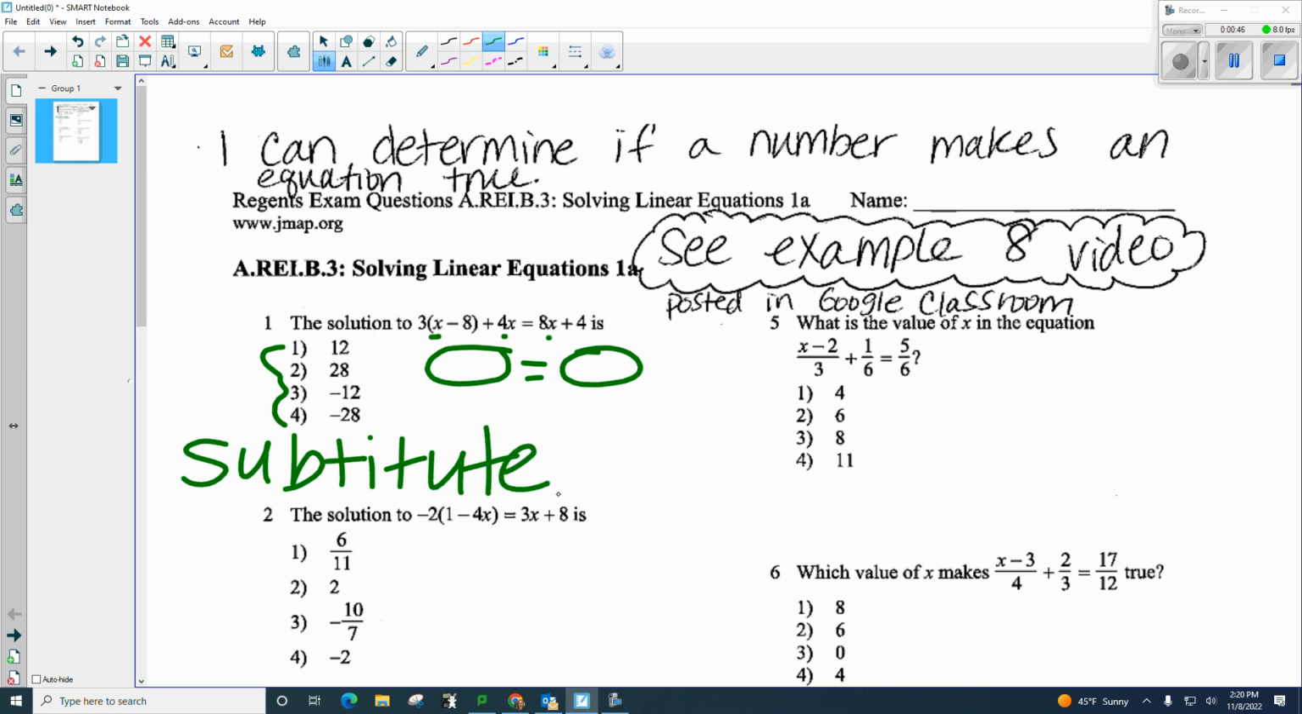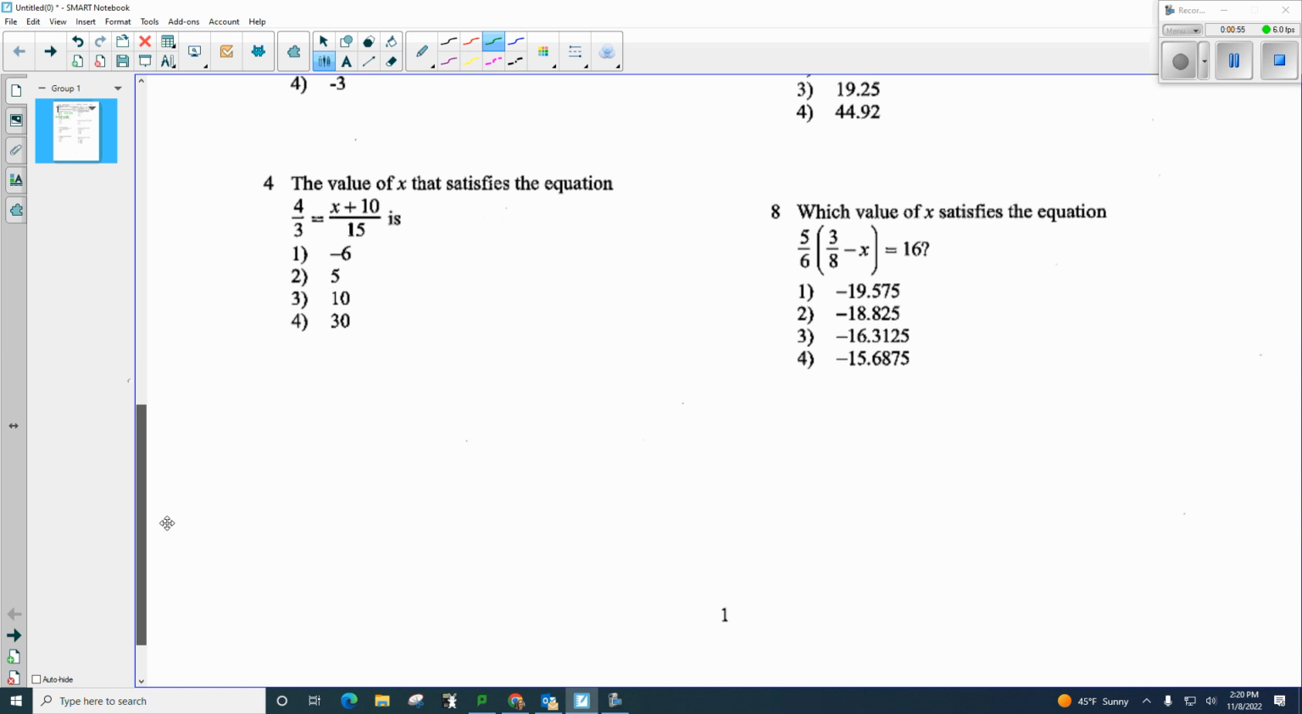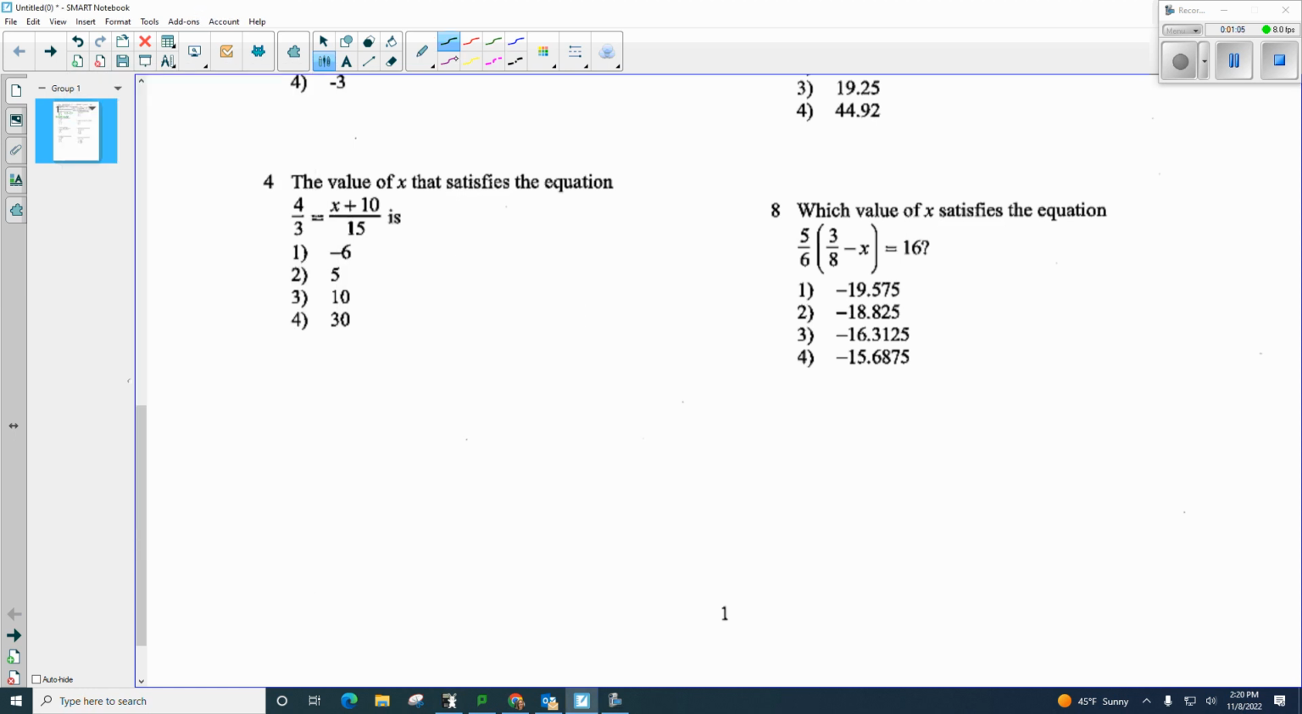As you can see, I wrote here that I am going to do example 8 with you because it's got some fractions in it, and I thought we could talk about how to use our calculator to help us. Which value of x satisfies the equation? I'm sure some of you are thinking, oh my goodness, look at all those fractions. We're not going to sweat it. We have our calculator. Our calculator is our friend.